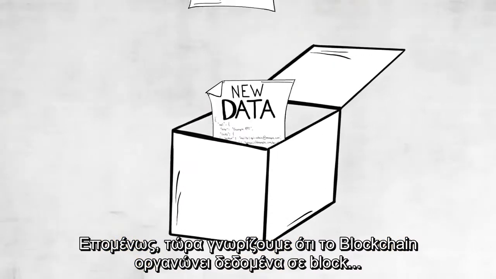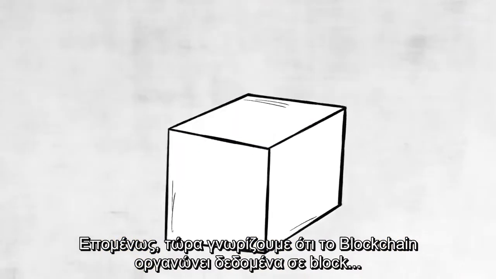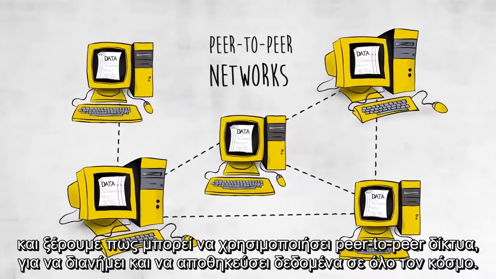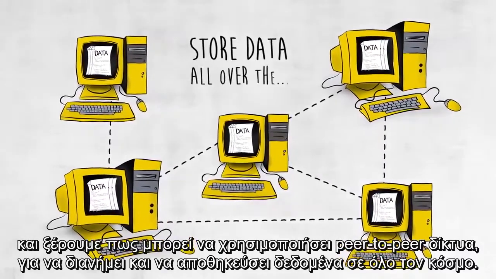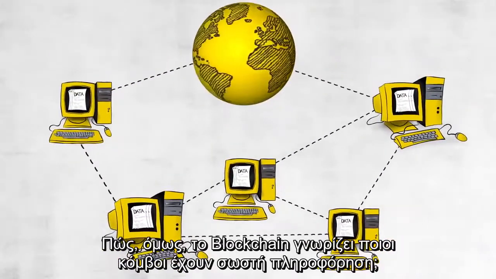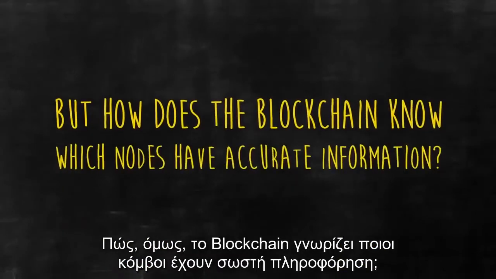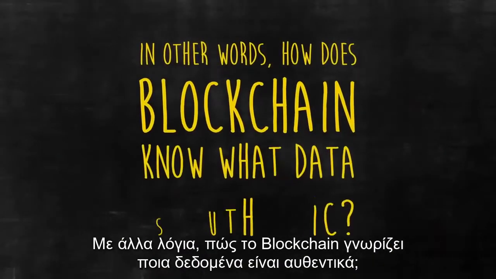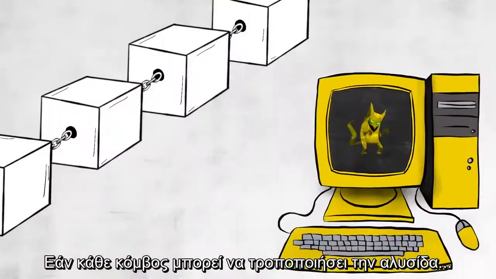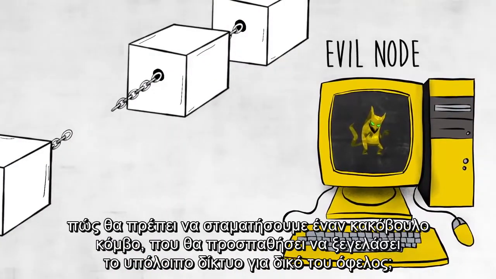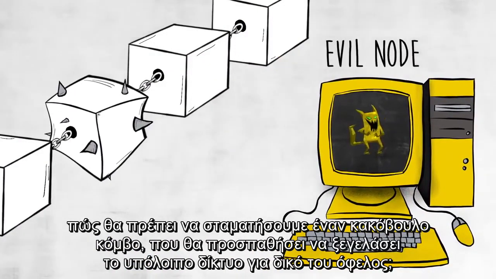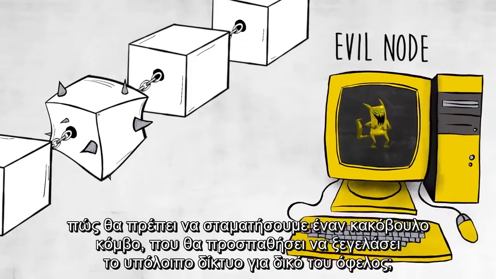Okay, so now we know that blockchains organize data in blocks. And we know that blockchains can use peer-to-peer networks to distribute and store data all over the world. But how does the blockchain know which nodes have accurate information? In other words, how does blockchain know what data is authentic if any node can modify the chain? What's to stop a malicious node from trying to fool the rest of the network for its own advantage?